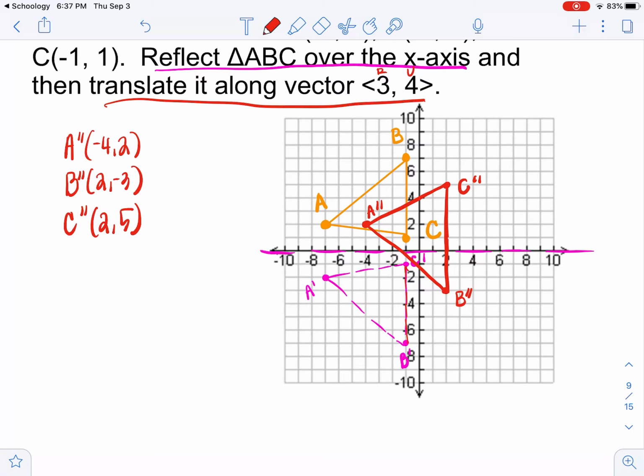Oh, C is not in the right spot. It's not right 3, up 4. It's up way too many. So I'm going to delete C prime and these lines right here. Wow. There we go. And I'm going to fix it. All right. So from C, I was supposed to go right 3, up 4. 1, 2, 3, 4. That looks much better. So C is supposed to be at 2, 3.